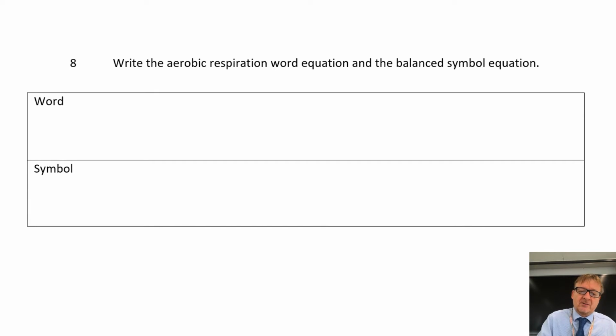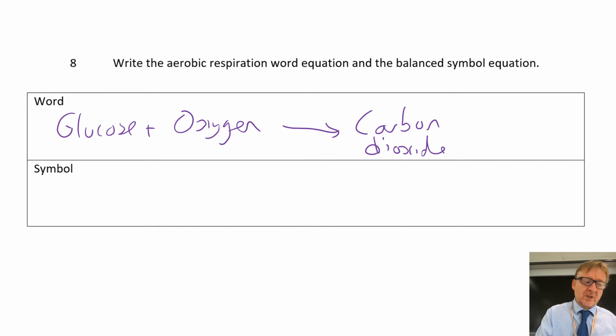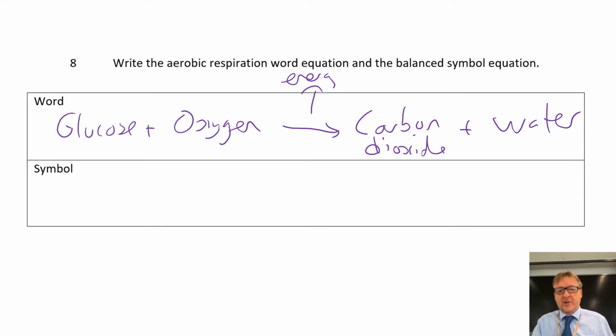Question number 8. Write the aerobic respiration word equation and balanced symbol equation. What I could do is refer straight back to my photosynthesis, because it's backwards. So here I'm going to write glucose plus oxygen, arrow, carbon dioxide plus water. And what's released is energy. So that's the word equation.